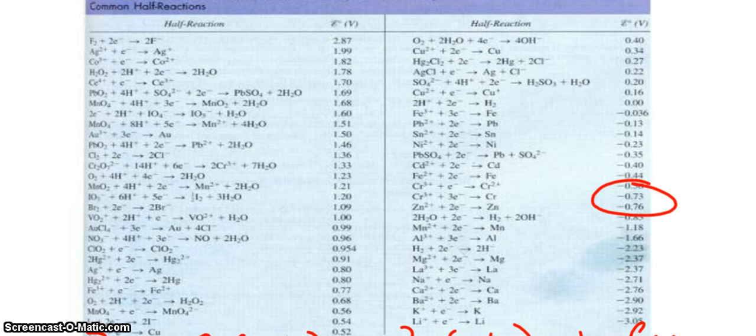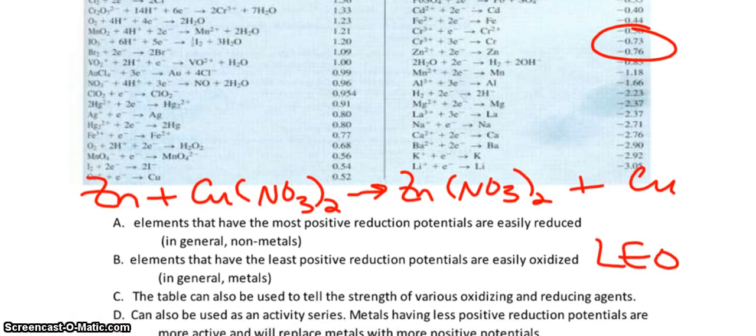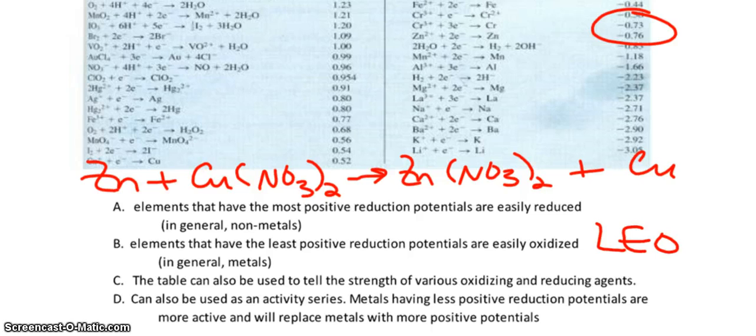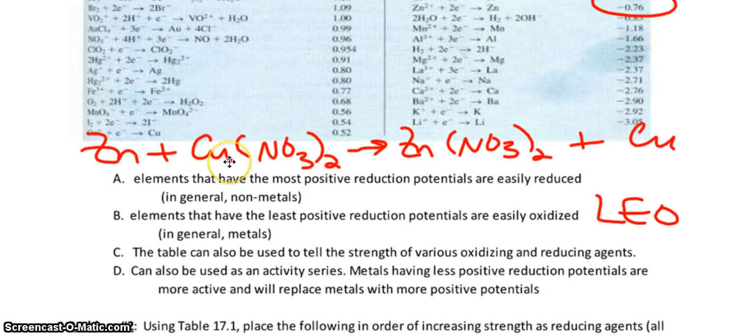There it is. Okay, so does that statement back this up? So which one has the least positive reduction potential? That would be zinc at negative 0.76. And what about the more positive potential? That would be your copper at 0.34. So did zinc replace the copper? And the answer is yes. So now the zinc is in solution and the copper is now becoming its metal form.